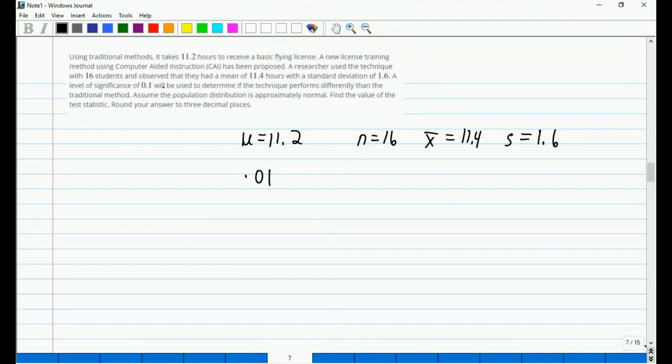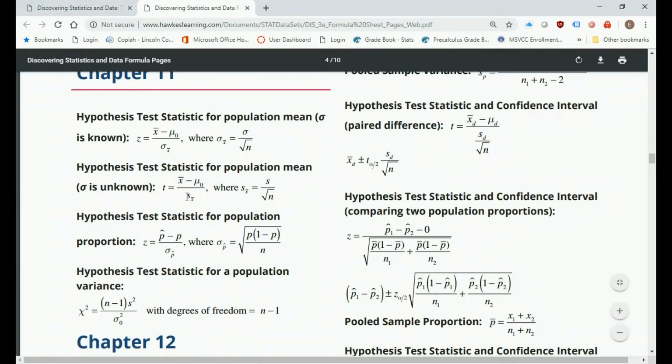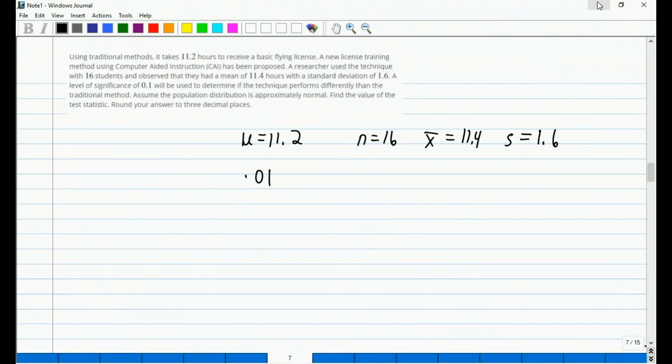All right, so we're trying to find the value of the test statistic. We just have to make sure that we find the value of the t-test statistic because we were given a sample standard deviation. All right, so here's the formula. It's basically the same, you see. The only difference is you have s instead of sigma. And this is the critical t value. No, I'm sorry, this is the t-test statistic.